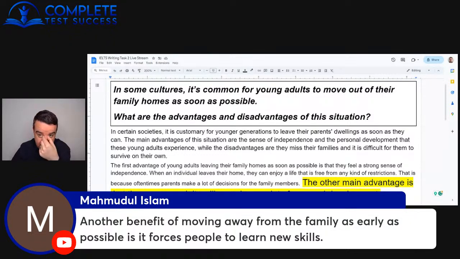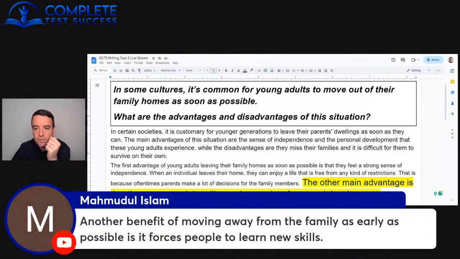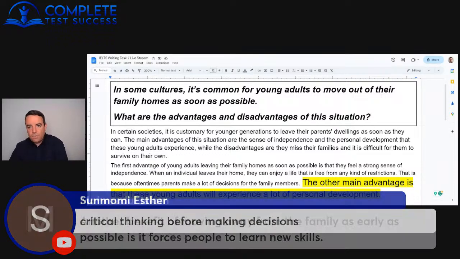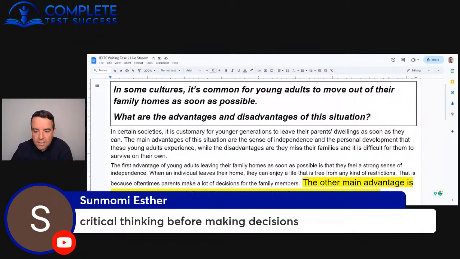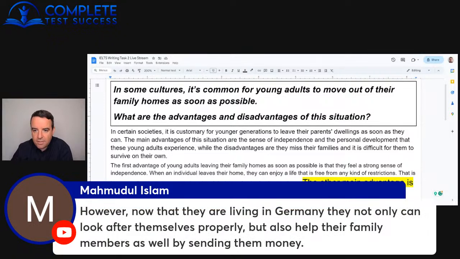Do we have the same problem in our personal development? No, because that's counted as one thing. But now we have skills as plural, and it seems like you're going to start listing different problems or different skills, and that's not what we want. Critical thinking before making decisions. Good. Some of my cousins could not take care of themselves when they were in Bangladesh. However, now that they're living in Germany, they not only can look after themselves properly, but also help their family members as well by sending them money.